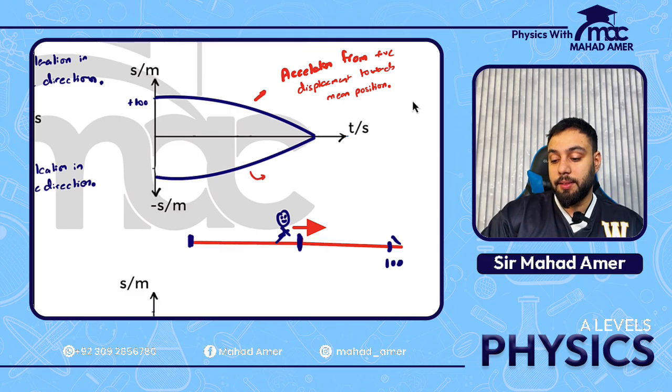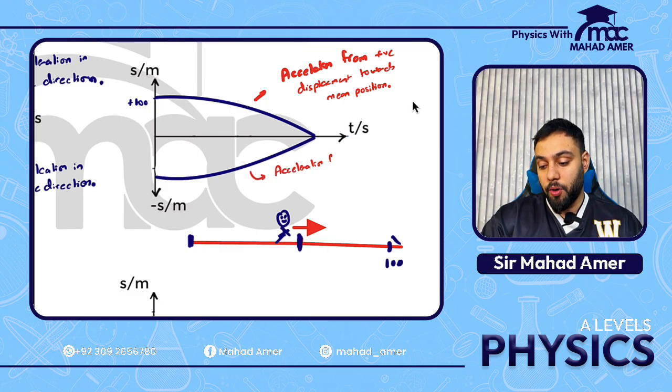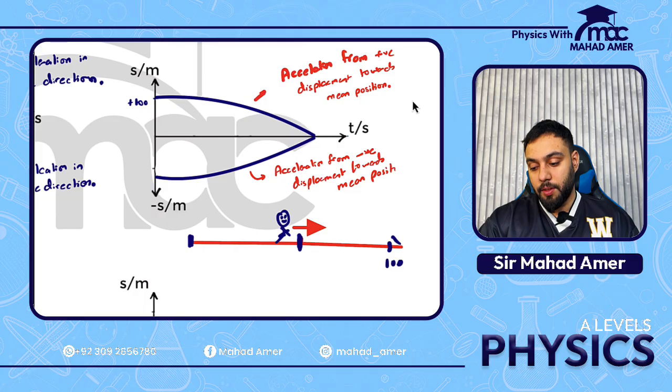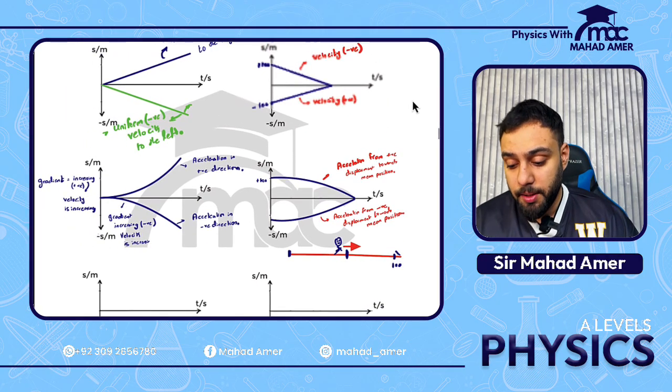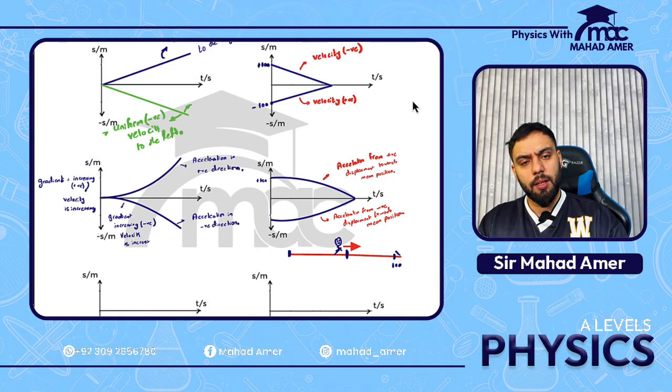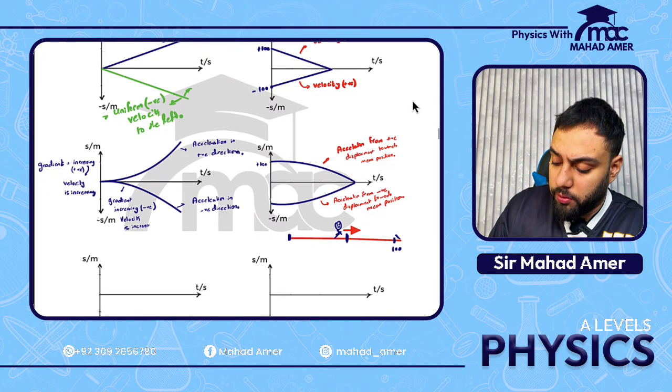And then this is acceleration from negative displacement towards mean position. So these are all the graphs of acceleration. In a displacement time graph, there is only acceleration. There's no increasing or decreasing here, because the gradient just gives us velocity.